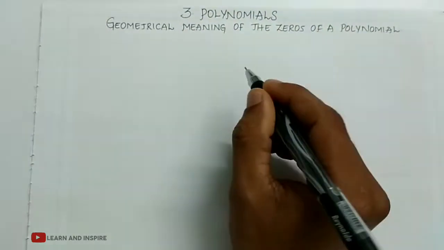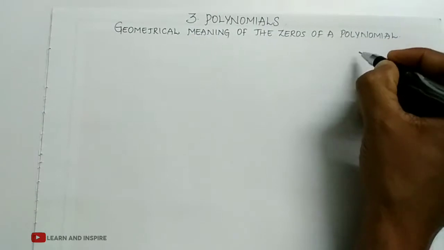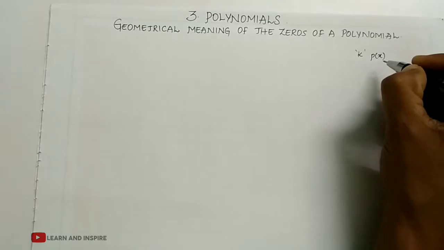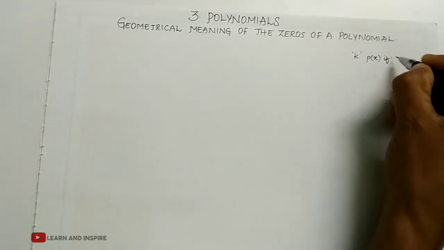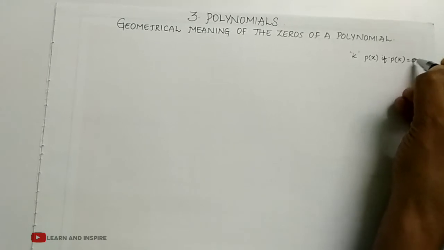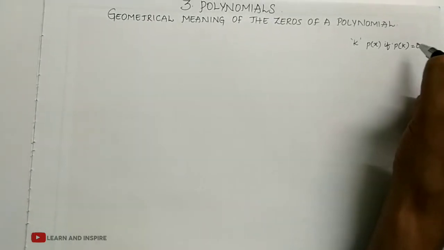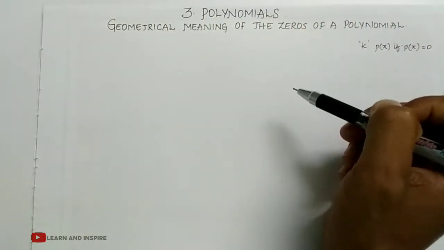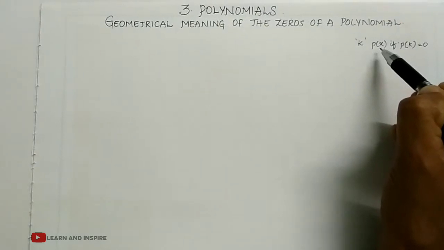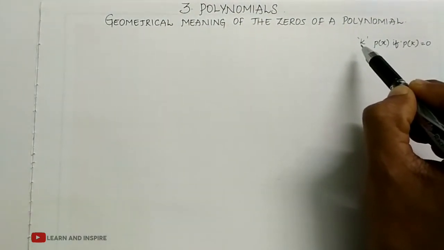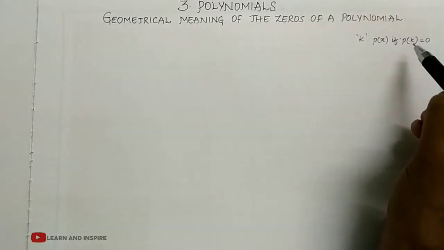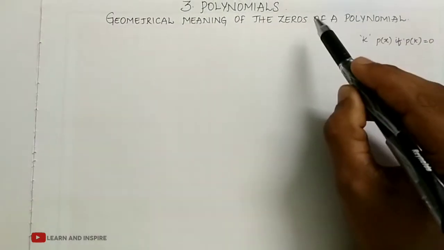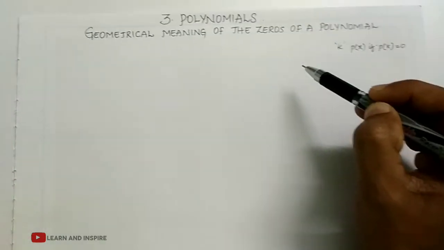Suppose k is any real number and p of x is a polynomial, and if p of k is equal to 0, then the value of k is said to be a zero of the polynomial. Understood? P of x is a polynomial, k is any real number, and if p of k equals 0, then k represents a zero of the polynomial. Understood?